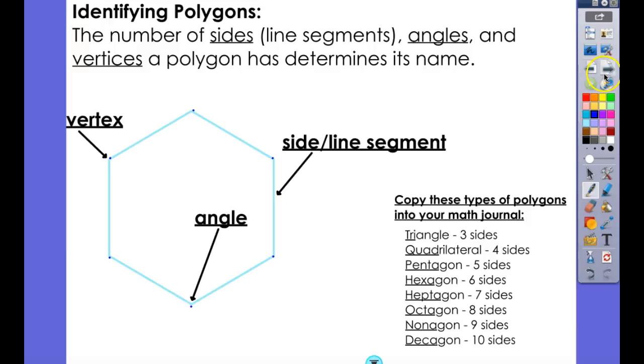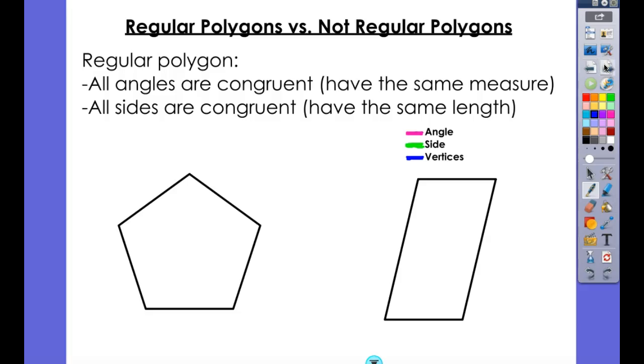And now we're going to be talking about one last thing, and that is regular polygons versus not regular polygons. So when we're looking at a polygon, sometimes we can classify them by how many sides they have and all that. But also we can classify them by whether or not they're a regular polygon. So a regular polygon, if we look right here, we have our definition. A regular polygon, all of its angles are congruent, which means they have the same measure. All the angles are the same.